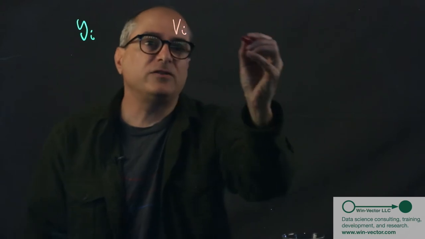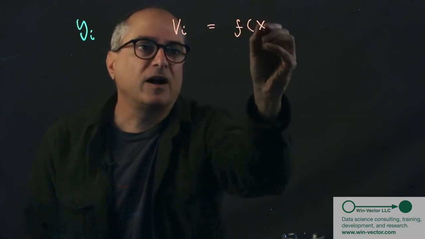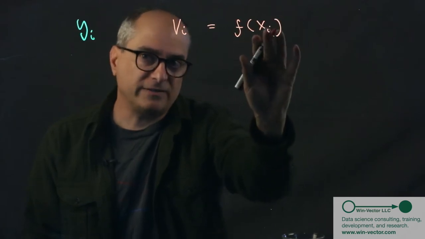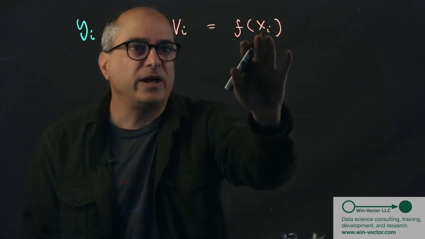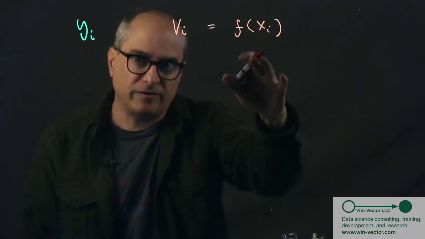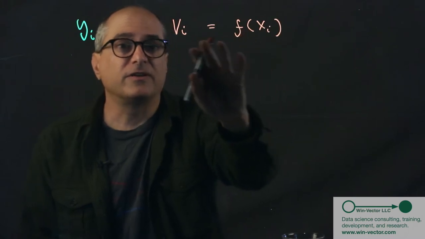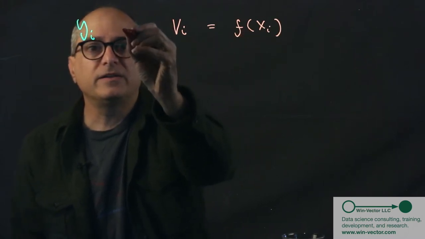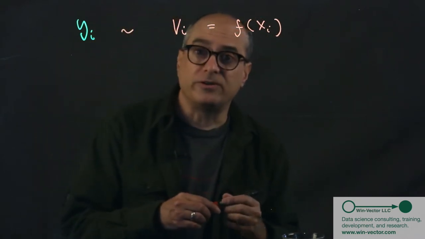And vi is usually a deterministic function of a vector. So xi is actually a vector. yi and vi are just scalars, or numbers. xi is a vector called the explanatory variables, or what we know when we're asked to predict vi. It's usually a deterministic function. But what we want is these to be close. We want our predictions to be close to the values they're supposed to be.